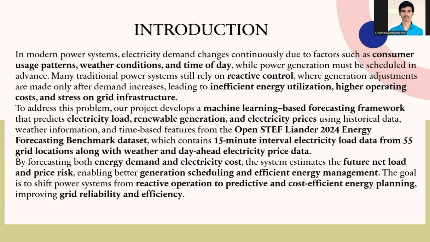Many conventional power systems still rely on reactive control only, where adjustments in generation are made only after demand changes occur. This leads to fluctuations in the load, which may cause inefficient energy utilization and higher operational cost. To address this challenge, our project uses an ML model to forecast electricity load and electricity prices based on historical data, weather variables, and time-related features.